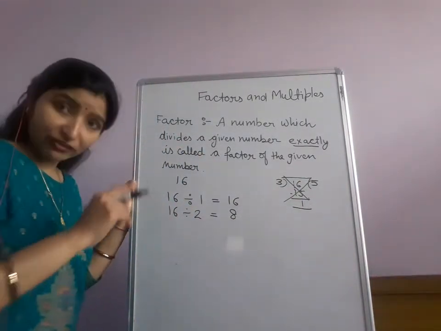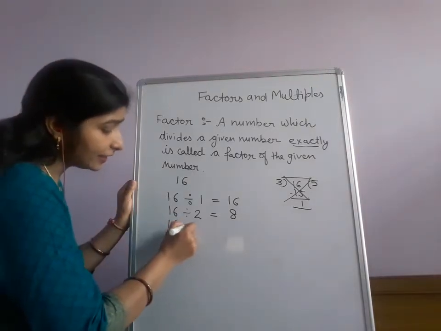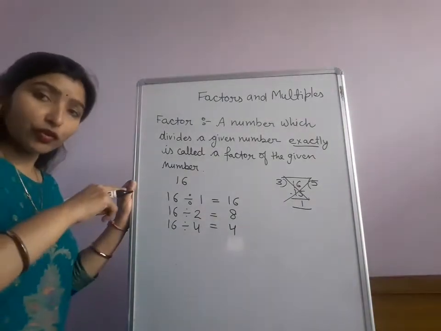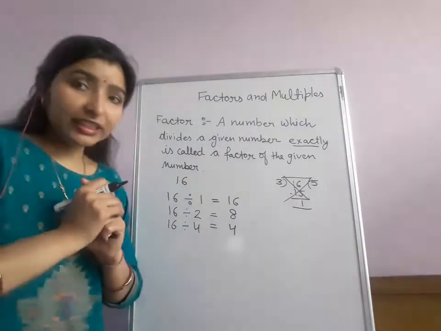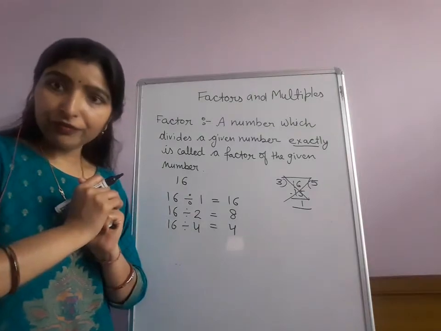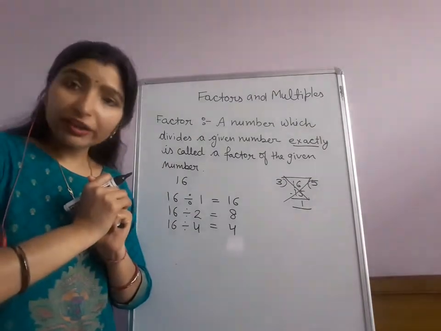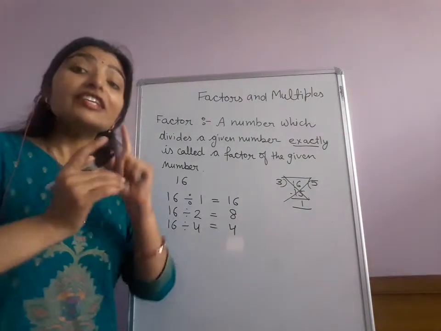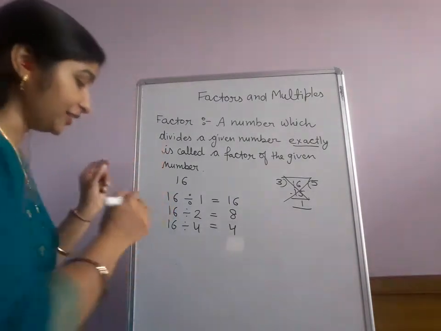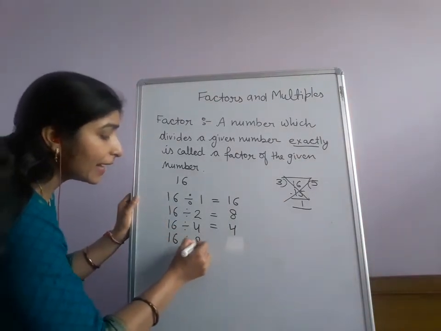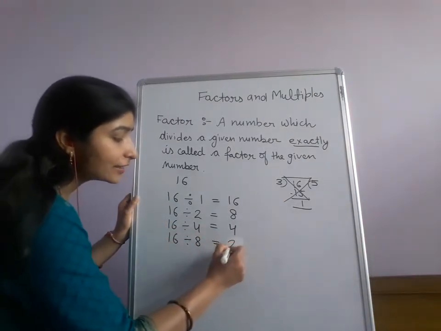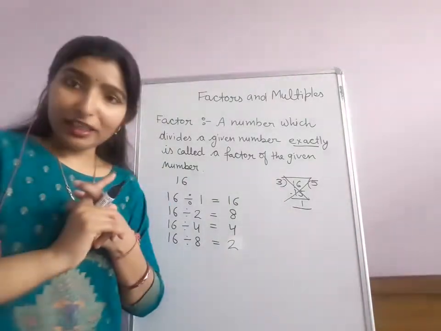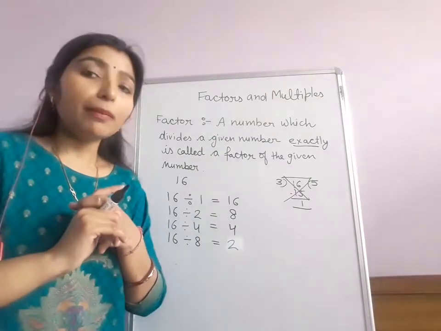Now 16 is divisible by 4. Yes, 16 is divisible by 4. So what will come? 4. 4 4s are 16. Now 16 is not divisible by 5. 16 is also not divisible by 6. 16 is also not divisible by 7. 16 is divisible by 8. Yes, 16 is divisible by 8. So 8 2s are 16. And 16 will not come in the 9 table also. So 16 is not divisible by 9.